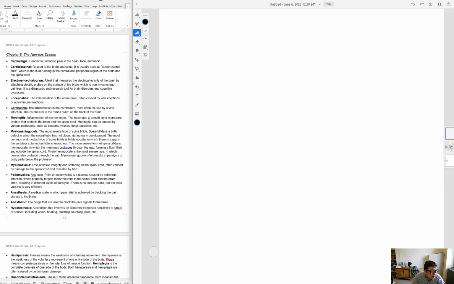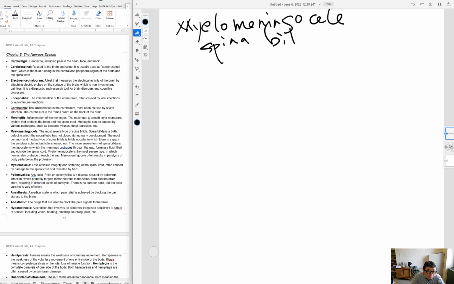Next one. Myelomeningocele. Okay, what is this? This is the most severe form of what we call spina bifida. I guess some of you know. What do we mean by spina bifida?